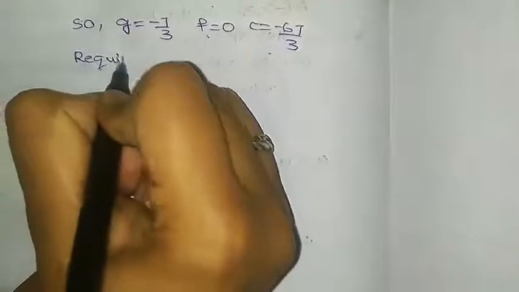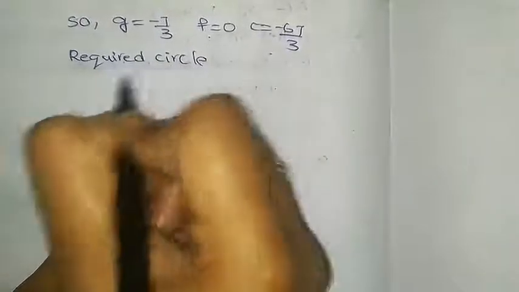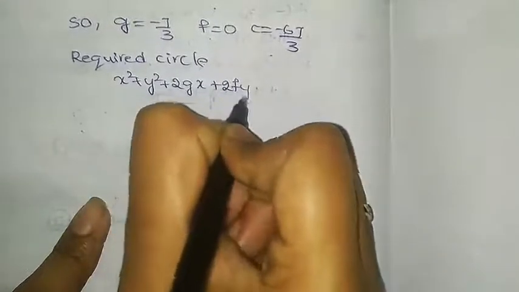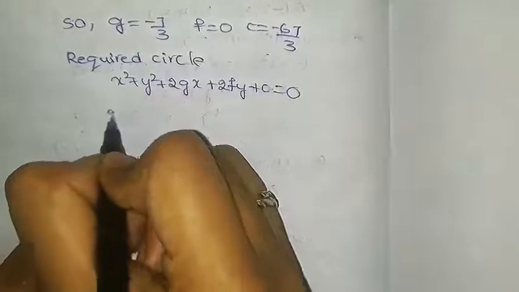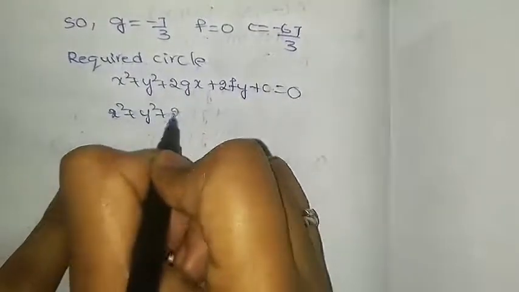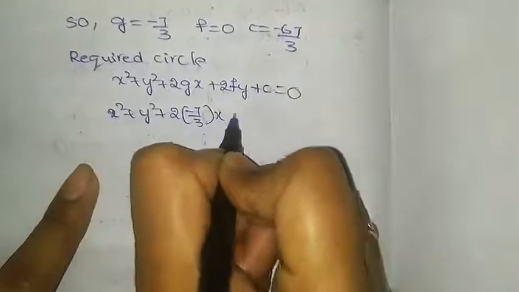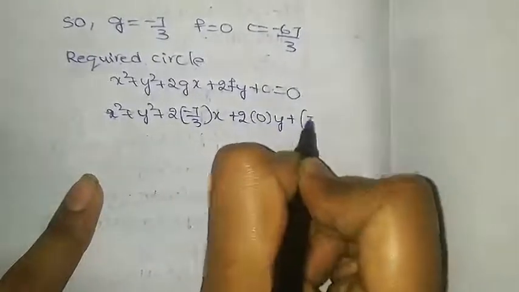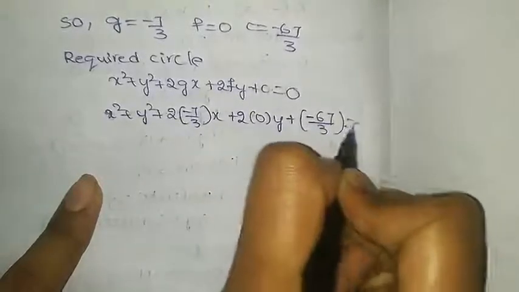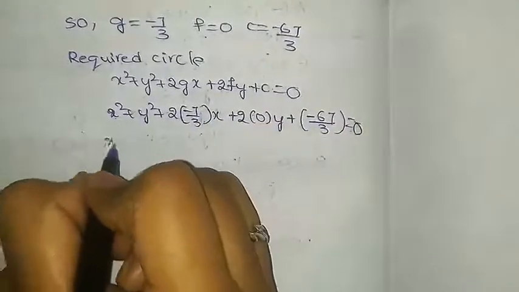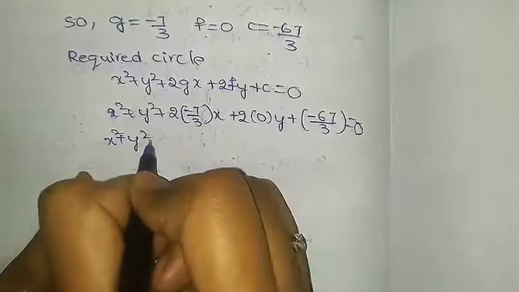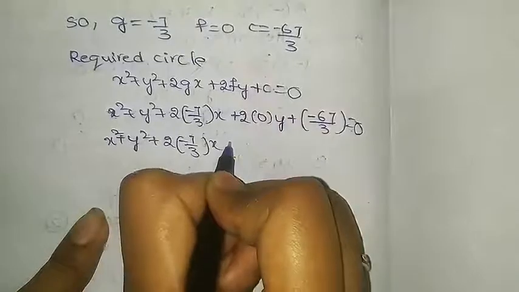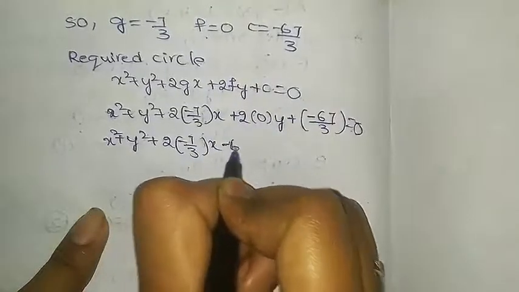So the required circle is x square plus y square plus 2gx plus 2fy plus c is equal to 0. Substitute the values. x square plus y square plus 2 into minus 7 by 3 x plus 2 into f value 0 y plus c value minus 67 by 3 is equal to 0. That is x square plus y square plus 2 into minus 7 by 3 x plus 0, minus 67 by 3.